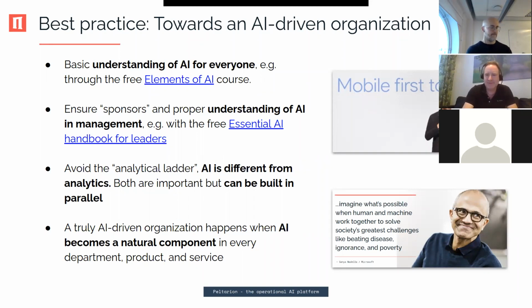And if you want to reach what Google and others are seeing here, you see the Google CEO at the top and Microsoft at the bottom. If you want to be an AI-driven organization, AI should not be a centralized oracle in some way. It should just be a natural component in every part of the products and services you have. And that is what they are doing.